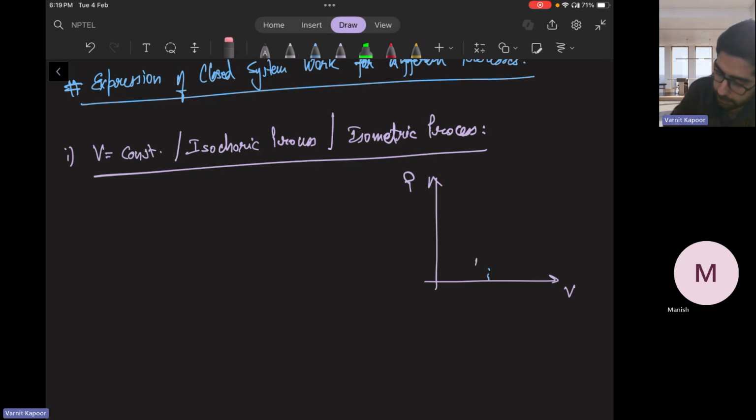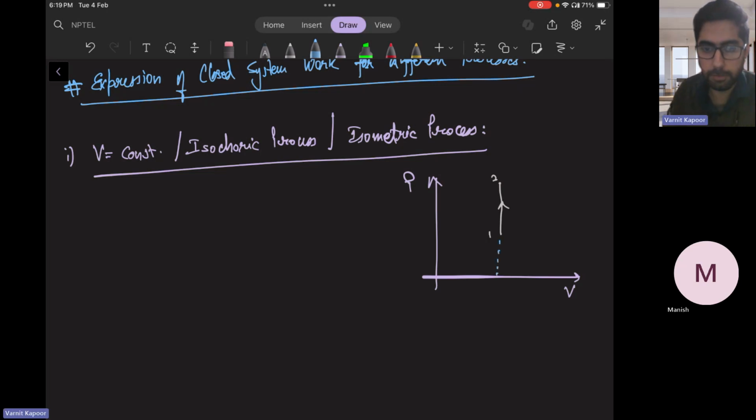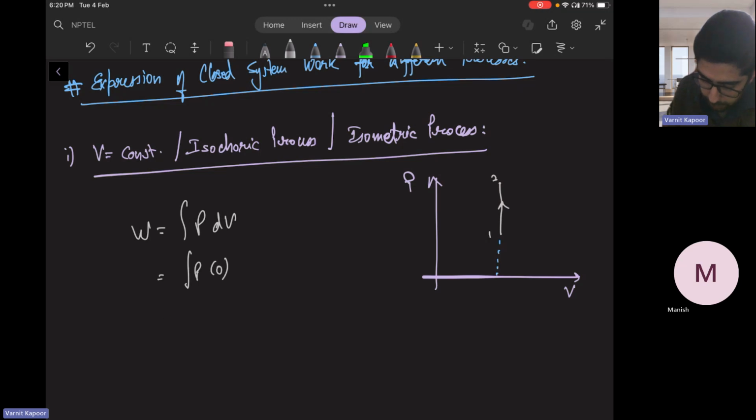Let me draw it once again. From state 1 to 2, the projection will be on the volume axis. Change in volume is not there. So work done is PdV. Since volume change is 0, P into 0 is 0. So for an isochoric process, work done is 0. Closed system work done is 0.